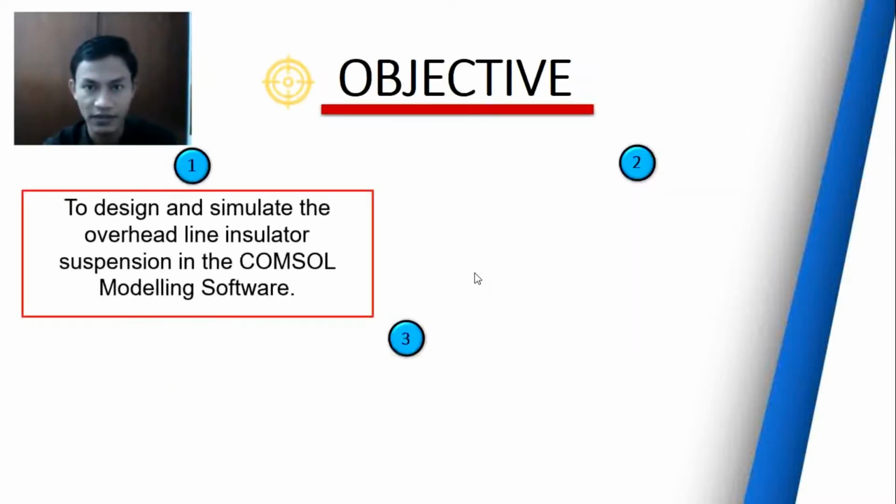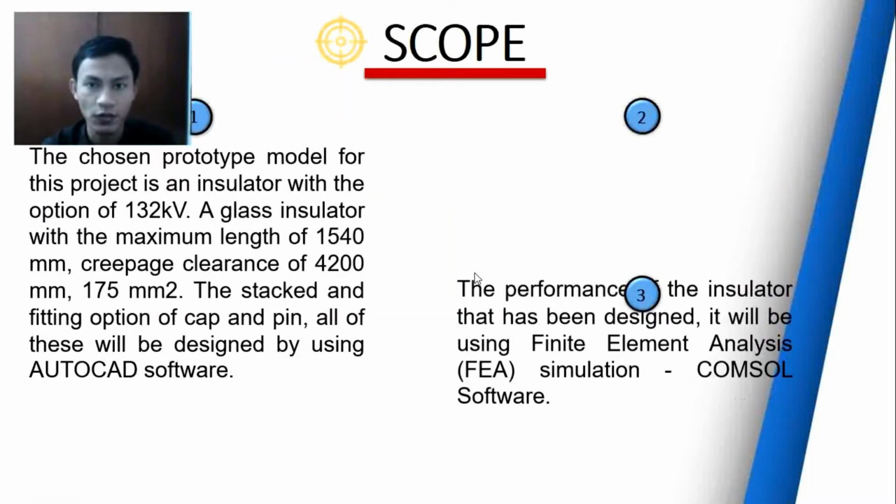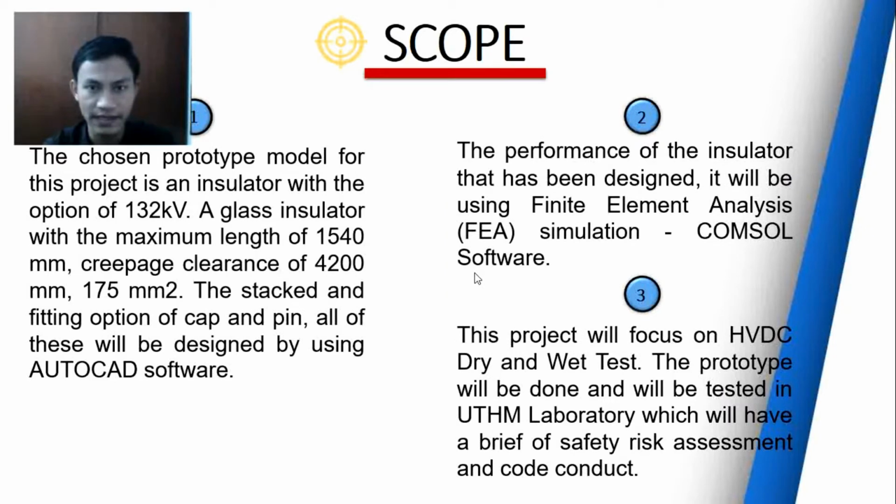Next is the objective. The first objective is to design and simulate the overhead line insulator transmission in modeling software. Second is to analyze the performance of the insulator towards the electrical stresses and environmental impact. The last point is to propose a suitable high voltage laboratory test setup to test the insulator durability to electrical stresses. So for the scope, it is divided by 3 as the objective.